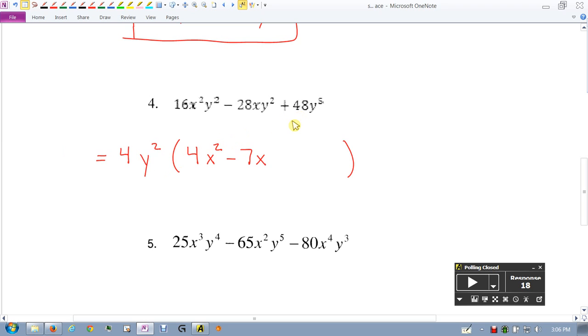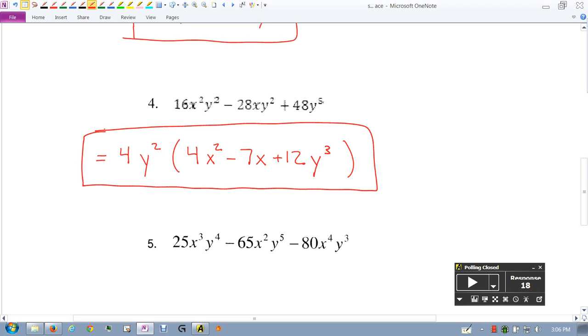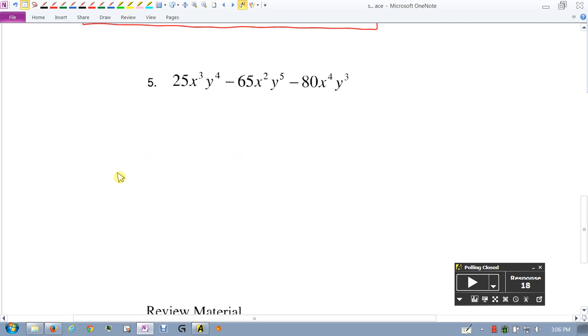Move on to the next one. Turn 4 into 48. 12, positive. And then I need the y, 5 factors of y. I have 2 factors of y, so I'll need 3 factors of y, y cubed. That's it. Try that one on your own. I'll check with you in a second.